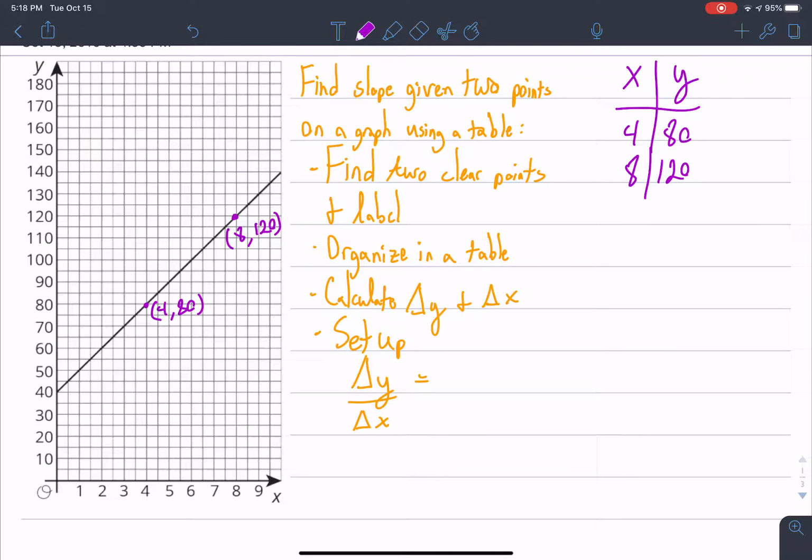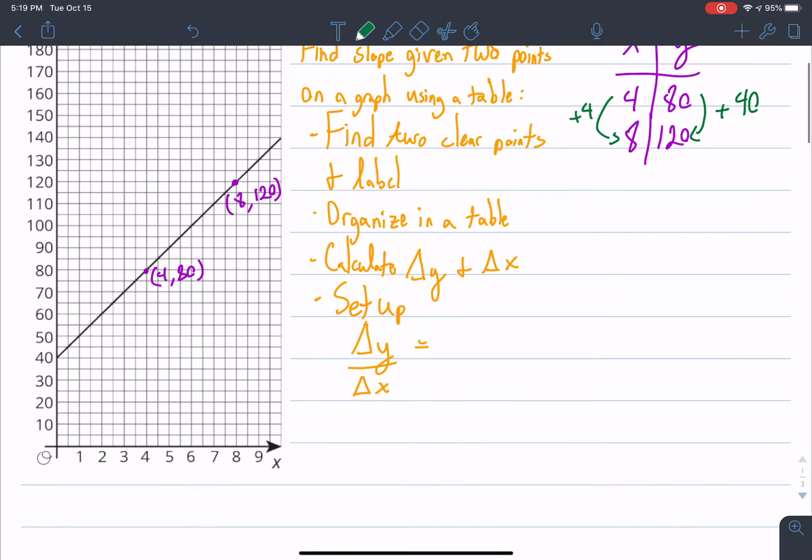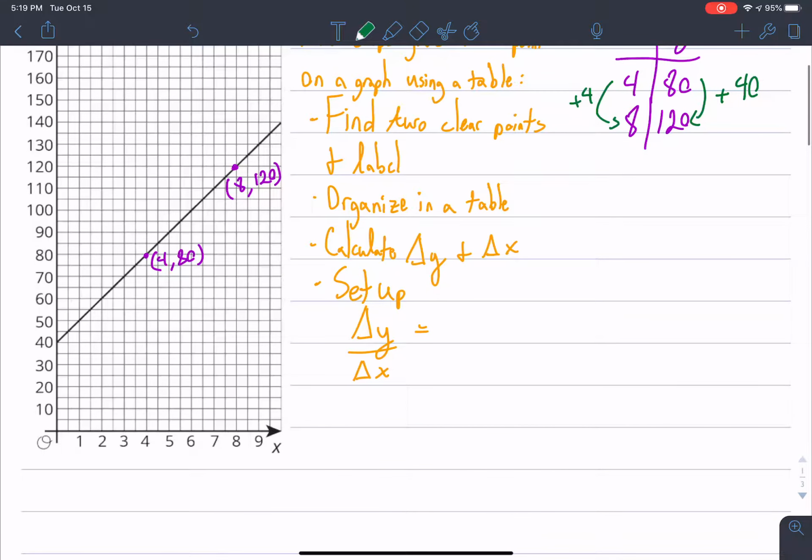So remember when we're finding slope, our change in y and change in x help us get there. So in the same way, we're going to find our change in y. What number plus or minus 80 equals 120? In this case, it's going to be the wonderful number 40. What number plus or minus 4 is 8? We know our change in x is going to be 4. So we take that information and we set it up in our table. Change in y over change in x is going to equal 40 over 4, which simplifies to 10.